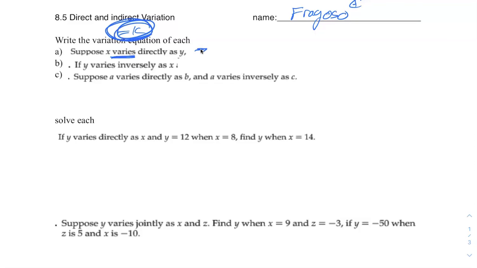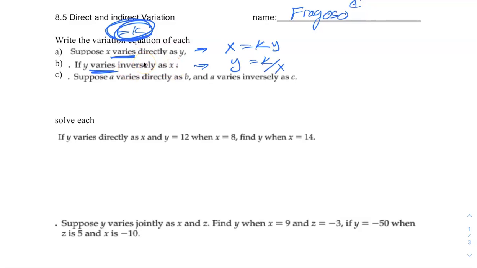So this first one: suppose x varies directly as y. That means directly, multiplying, like y is on top. So there you go: y equals kx. Done. Y varies inversely as x. Same idea. Y varies, equals k. Since it's inversely, I'm dividing by x.